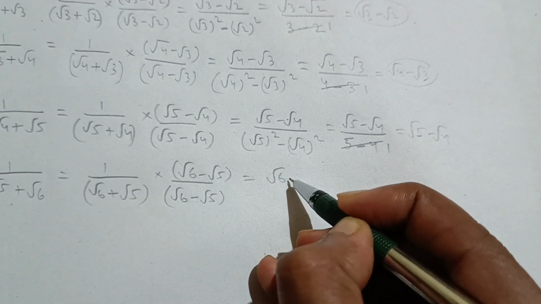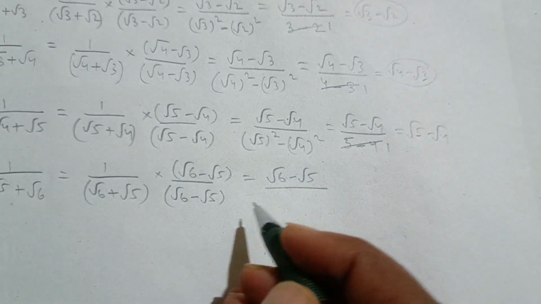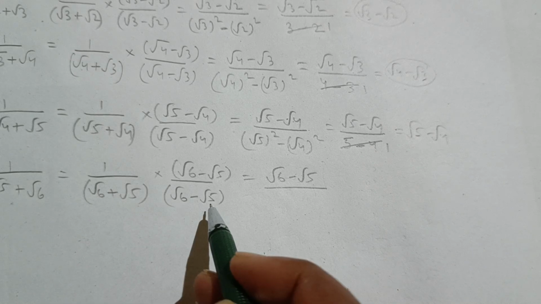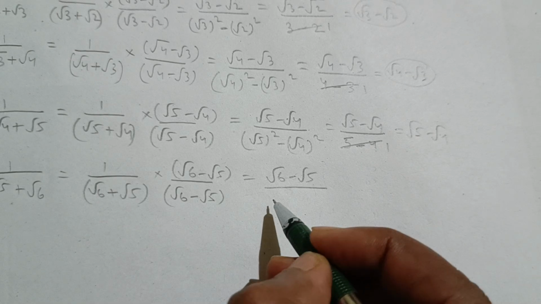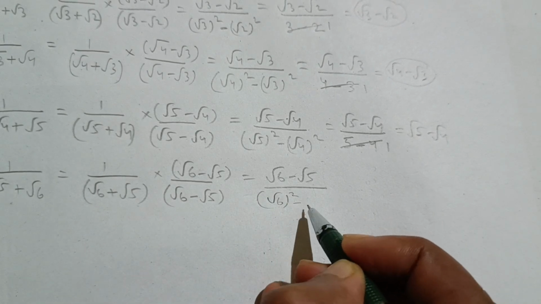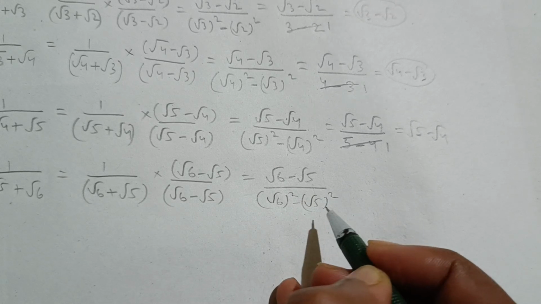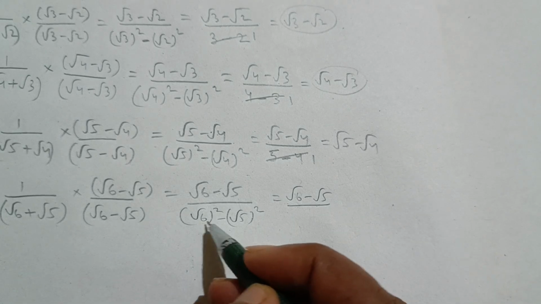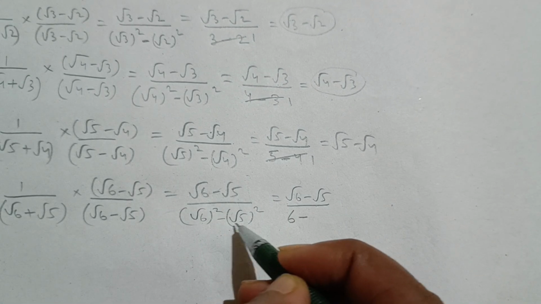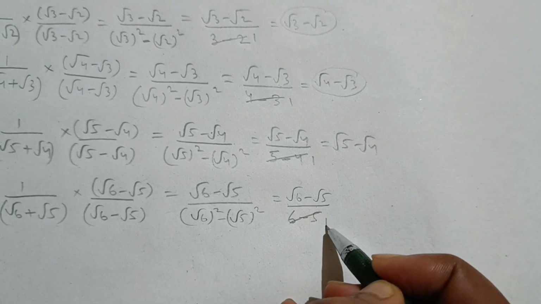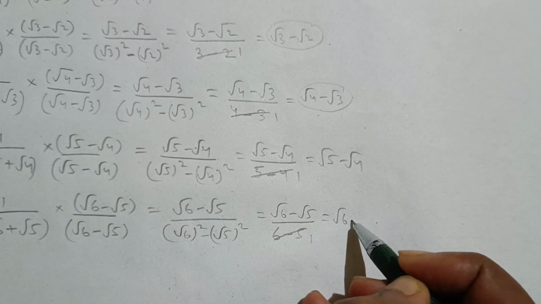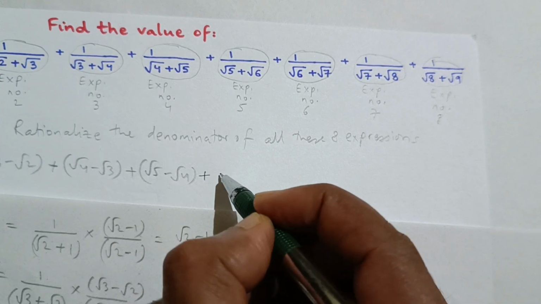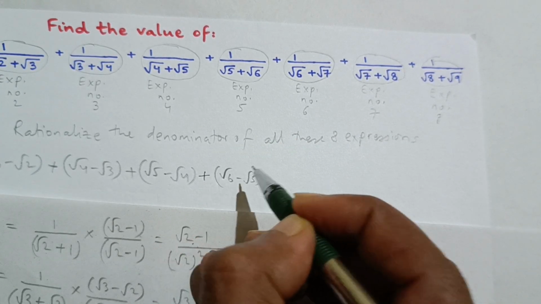So the numerator will be square root of 6 minus square root of 5, and the denominator will be a plus b multiplied to a minus b. It is in this form, so a square minus b square. So square root of 6 whole square minus square root of 5 whole square. So this will be square root of 6 minus square root of 5 upon 6 minus 5, where square root of 6 whole square is 6 and square root of 5 whole square is 5. 6 minus 5 is 1. So it turns out to be square root of 6 minus square root of 5.